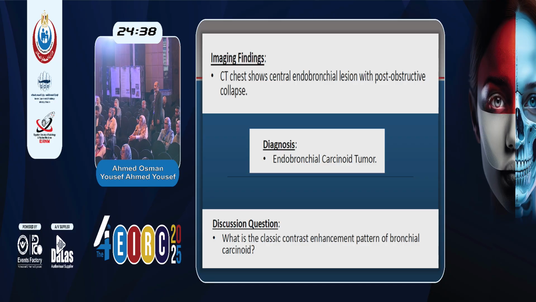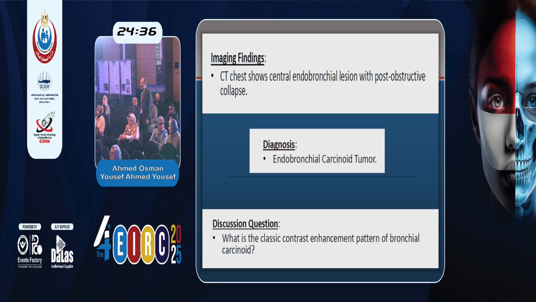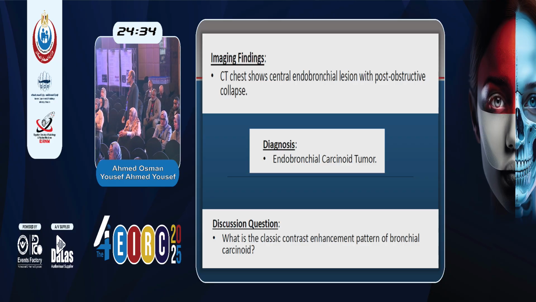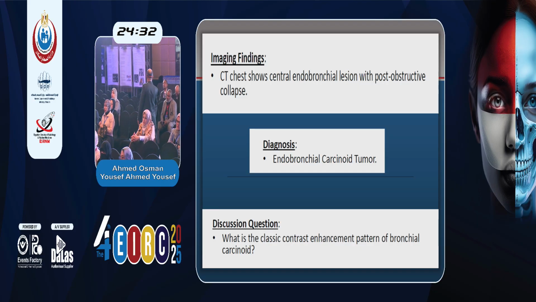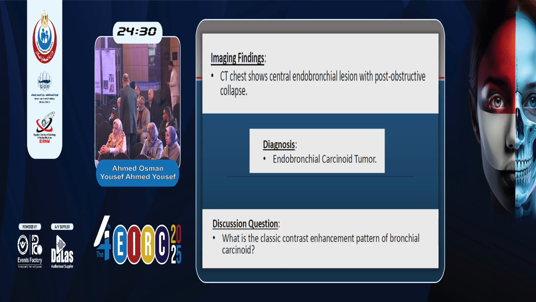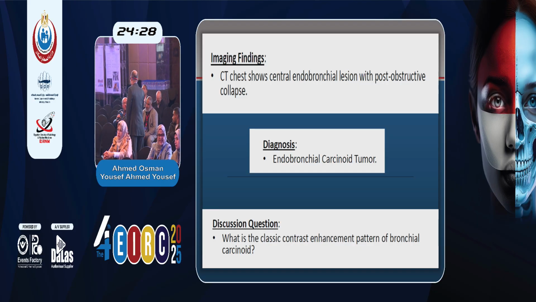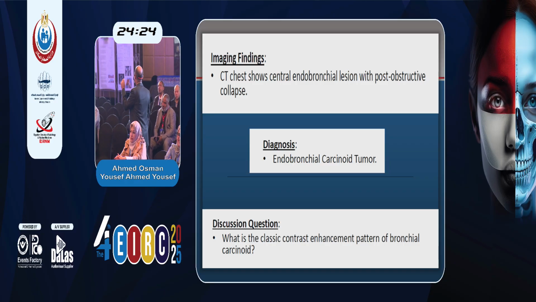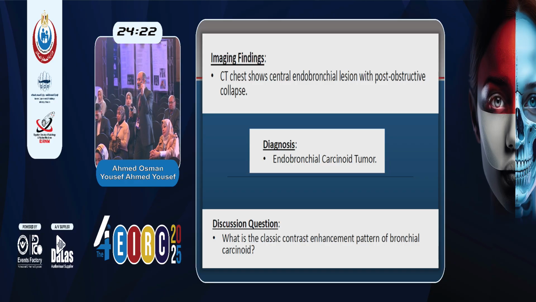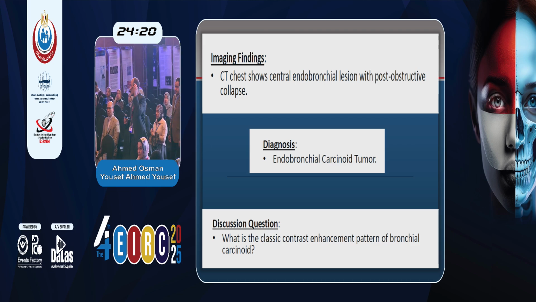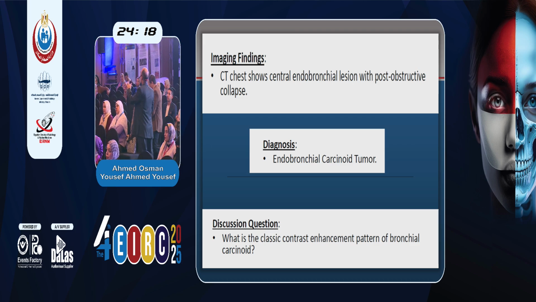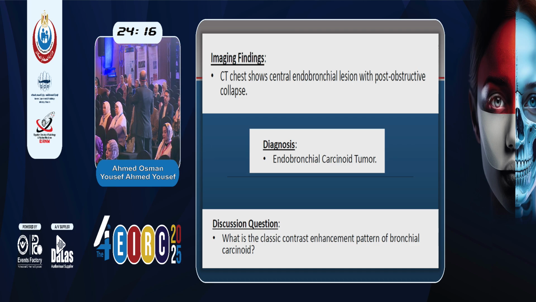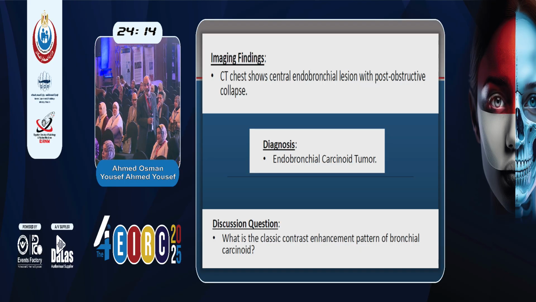What is the contrast enhancement pattern of bronchial carcinoid? I think Dr. Muhammad said, yes, diffuse homogeneous enhancement. Very good. Intense contrast enhancement in the arterial phase, because the carcinoid is hyper or hypovascular? Hypervascular. Yes.